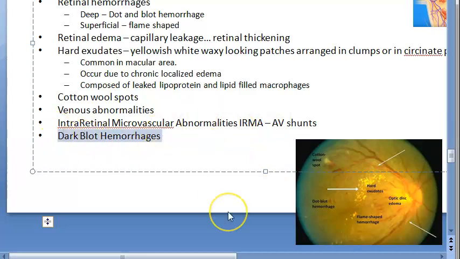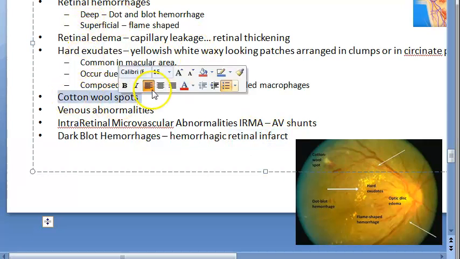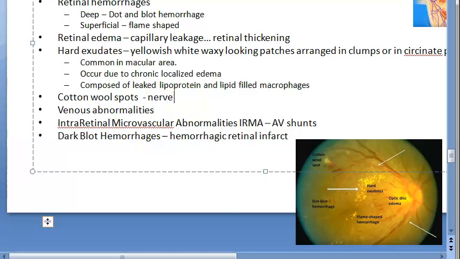Okay. Then coming lastly to dark blot hemorrhages, they represent hemorrhagic retinal infarcts. So these are hemorrhagic retinal infarcts. See, this is a dark blot hemorrhage. What you studied here are dot and blot hemorrhages, slightly different terminology. Dark blot hemorrhages represent retinal infarct. However, cotton wool spots are nerve infarcts. Remember. Okay, nerve fiber infarct. So, cotton wool spots are nerve fiber infarcts. Dark blot hemorrhages are retinal infarcts.